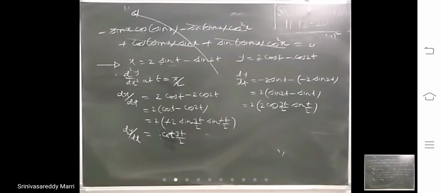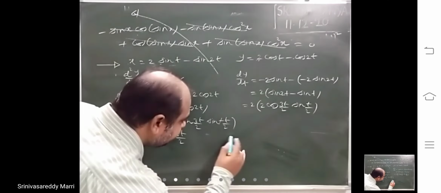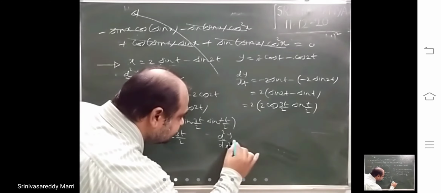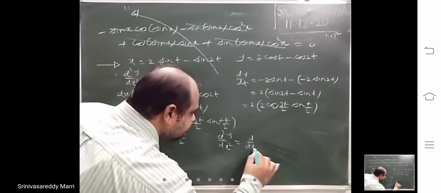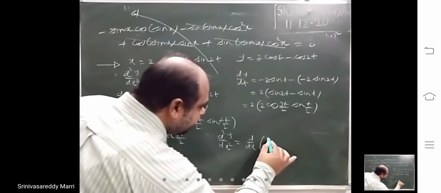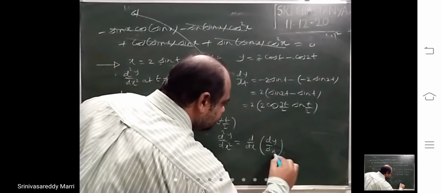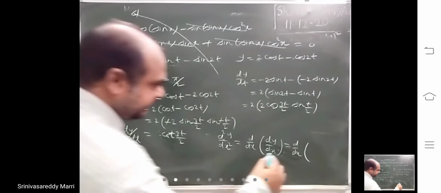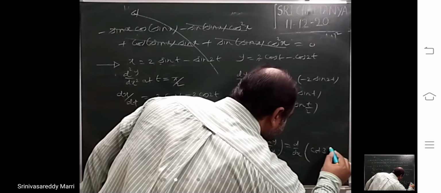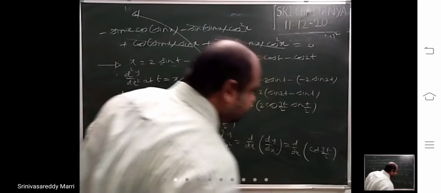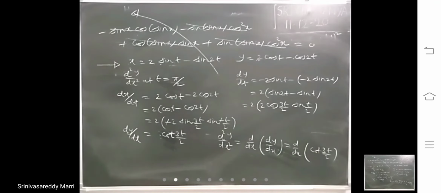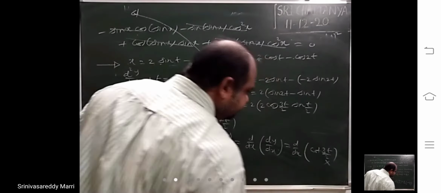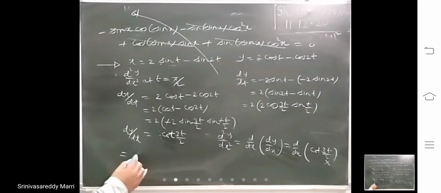Now what you need to calculate is d square y by dx square. This is easy: just write d by dx of dy by dx. What is dy by dx you got? Cot 3t by 2. That you need to differentiate. Now look at d by dx of, you treat this as some x, cot x. What is its derivative?